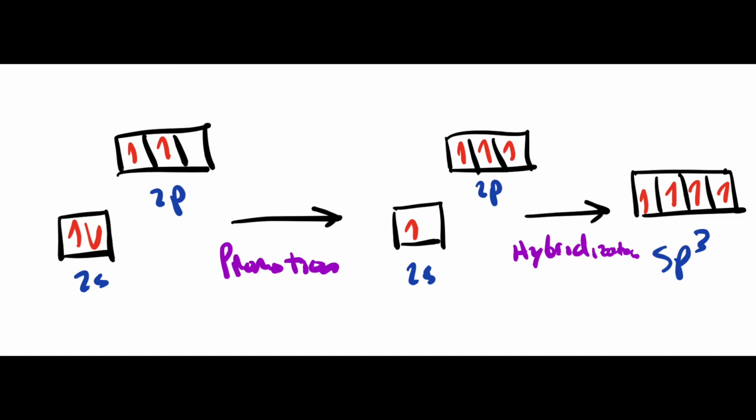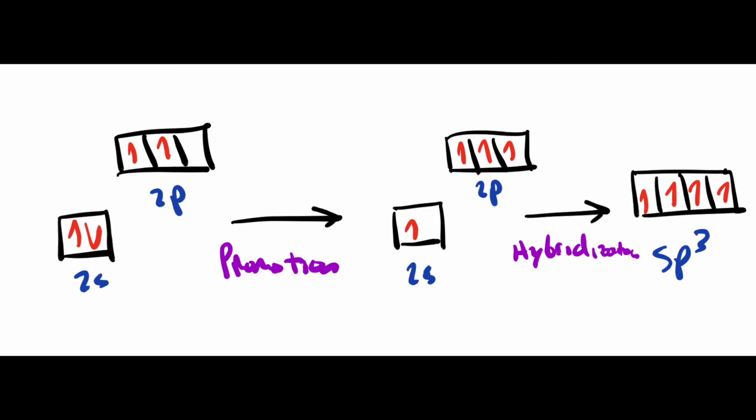And then typically the way I do it is I draw the s and p orbitals and I fill in the boxes with the electrons. And then I show the promotion of the 2s electron, if we're talking about carbon, the promotion of the 2s electron to the 2p. And then I show the hybridization where we merge the s and the p orbitals to make the new sp3 orbitals if we're talking about methane.